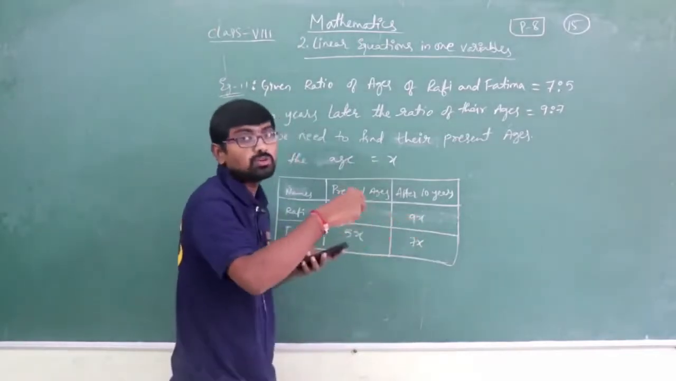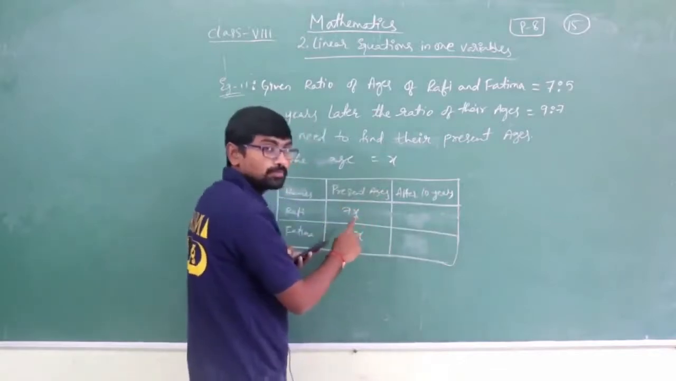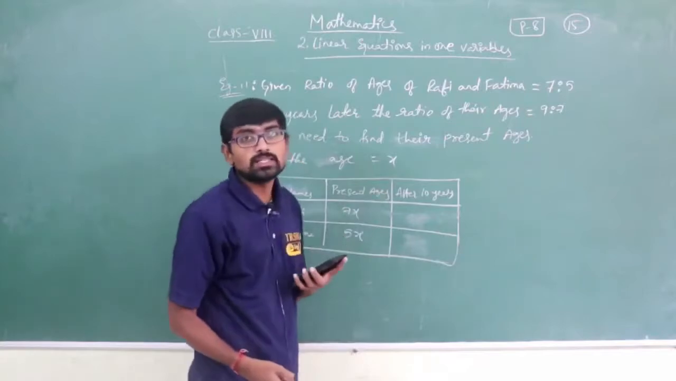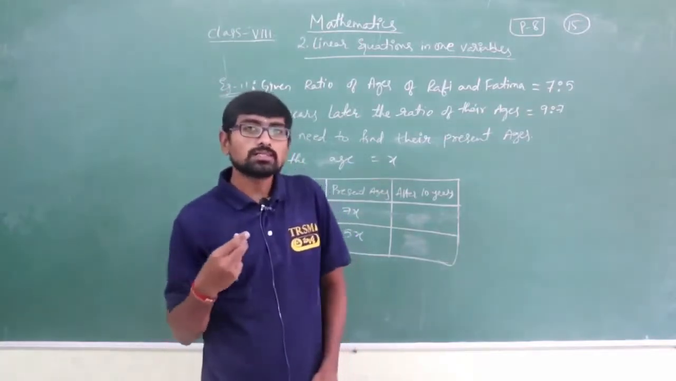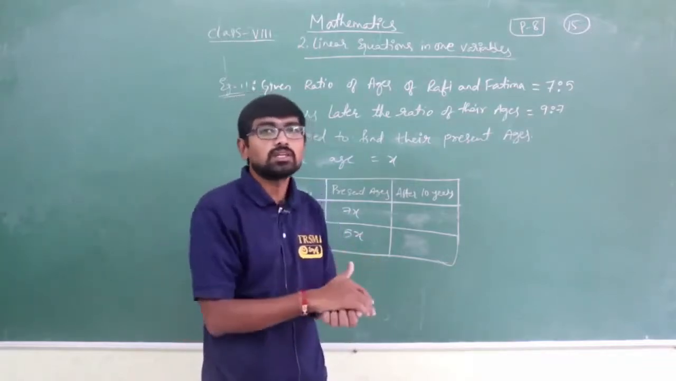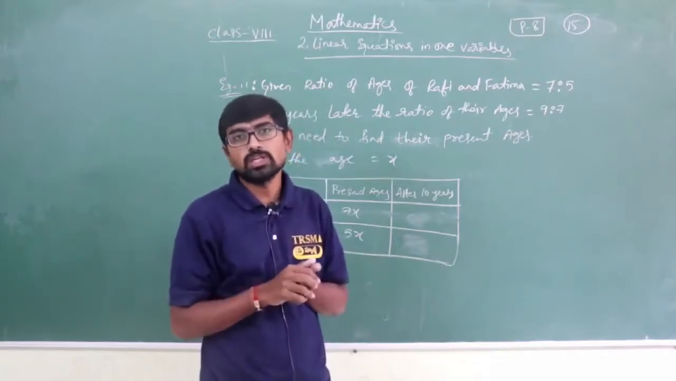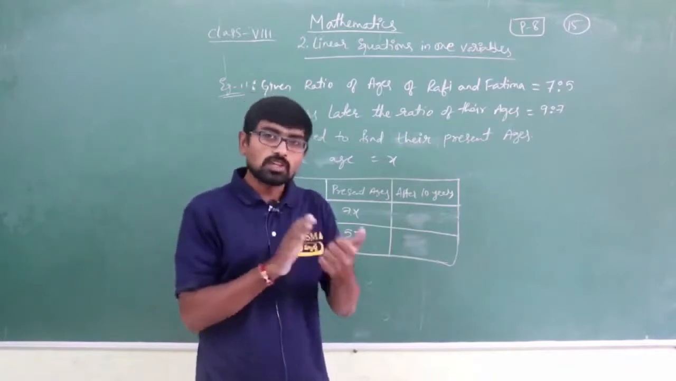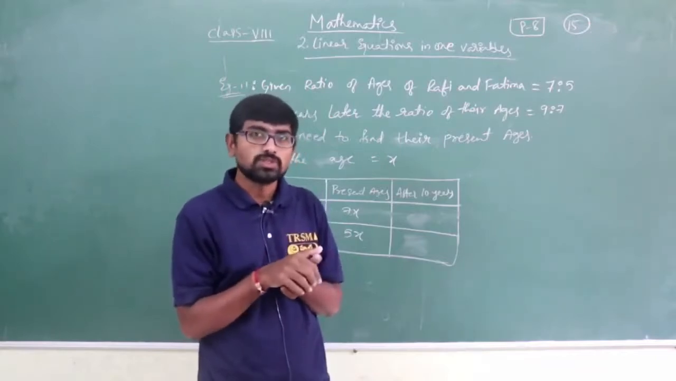After 10 years, what will we do? This is presently the present age, isn't it? Let us assume that my present age is 10 years. If I ask you what my age is after 10 years, what will you say? 10 plus 10, so my age will be 20, isn't it? If now my age is 25 years, after 5 years my age will be 25 plus 5, isn't it?